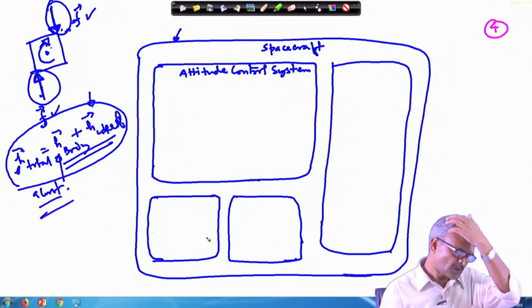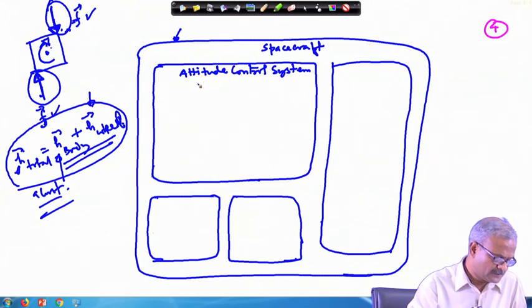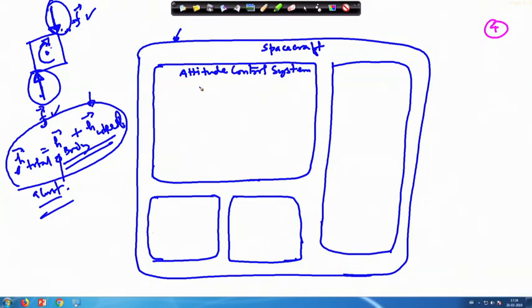Okay. So, the attitude control system, now this consists of, we can put it outside.